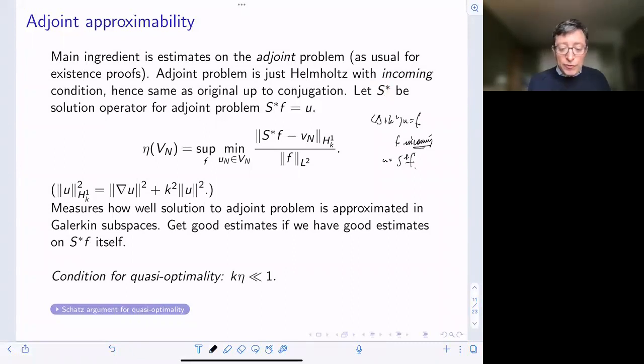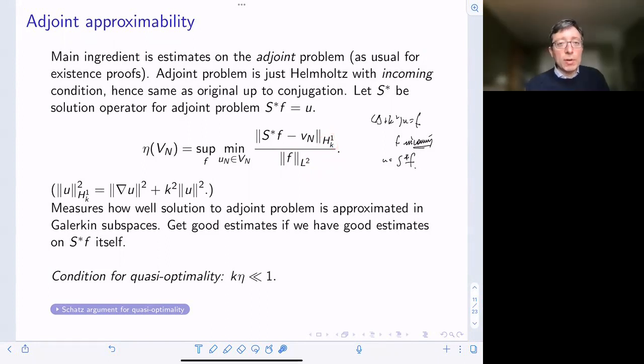Okay. And then we define these adjoint approximability constants. So you say I solve the Helmholtz equation, and I then want to approximate by something in my Galerkin subspace, and I want to see how well I can do at doing that in some appropriate norm relative to the size of my data f. So I normalize by that. And I define this constant which tells me how well I can do that. That's eta of Vn. So it tells me how well Vn allows me to approximate solutions in the adjoint problem.